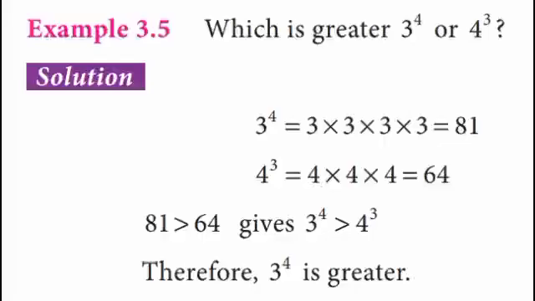Example 3.5: which is greater, 3 power 4 or 4 power 3? See the solution. 3 power 4 means write 3 how many times? 4 times. Okay. 3 into 3 into 3 into 3. When we multiply 3 four times, we get the answer 81. 4 power 3 is 4 into 4 into 4 equal to 64. Which is greater? 3 power 4 is greater than 4 power 3 because 81 is greater than 64.